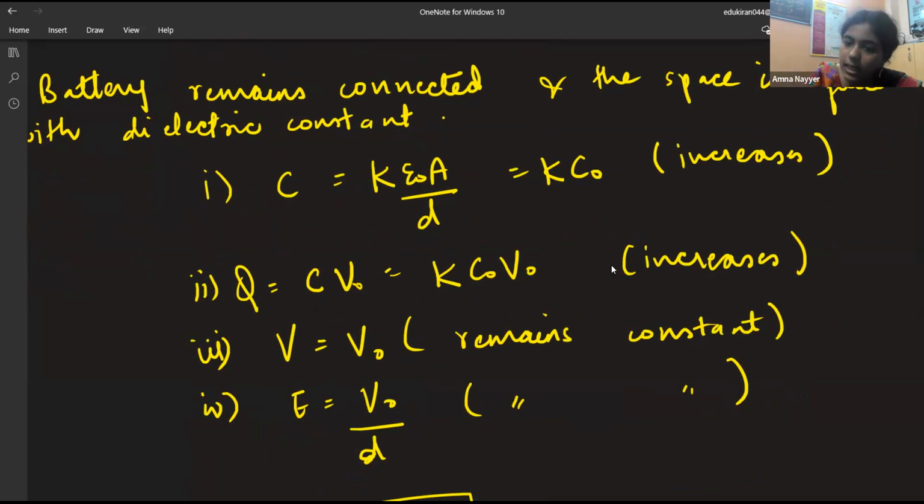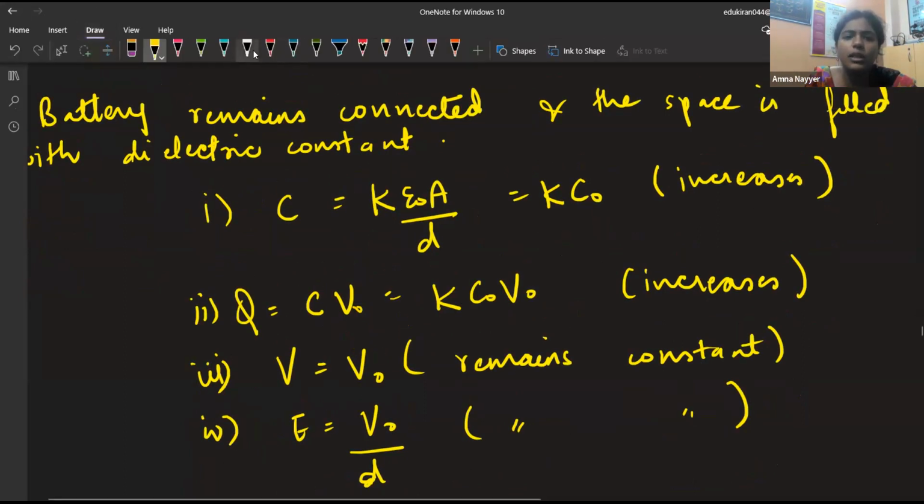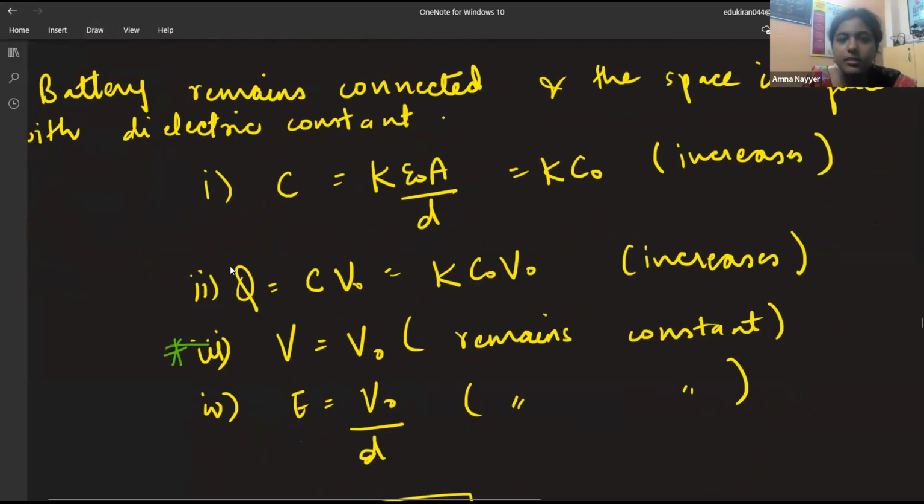Two quantities will increase. Now the quantity which is the most important out of all these, which you have to remember. How many capacitances of the C naught, right? Is this, yes. Here capacitance is also C naught, right?